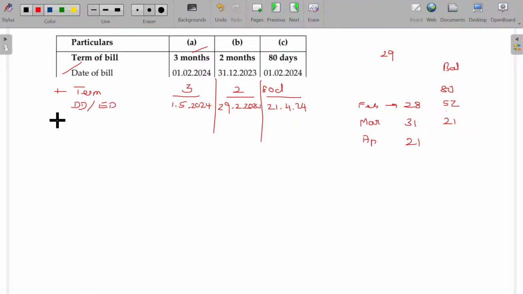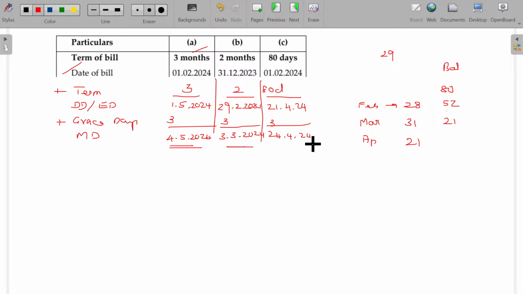For the maturity date, what do you have to do? You have to add grace days also. The number of days applicable for grace days in this case is 3 days. Add them with the dates here. 1/5/2024 becomes 4/5/2024. In this case, leaving this date 29th February, March 1, 2nd, 3rd, so 3rd March 2024 will be the maturity date. The last case, 24/4/24, this will be the maturity date. Is that clear? Hope now you'll be able to understand.